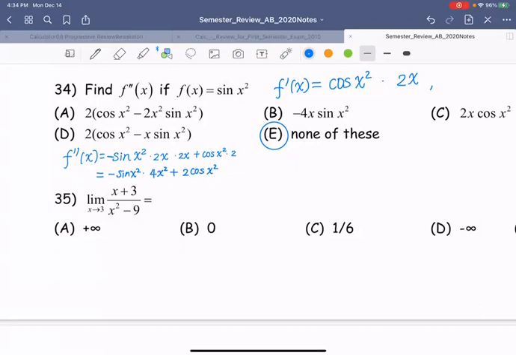Oh, sorry, I didn't see this guy. We take an x squared out. Yeah, we take a 2. Wait a moment. If I take a 2 out, then this becomes 2 cosine x squared minus 2x squared. Oh yeah, that's right. Okay.